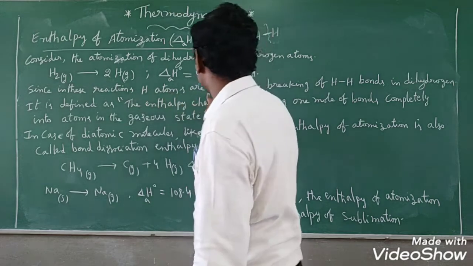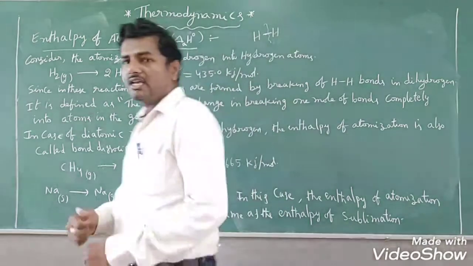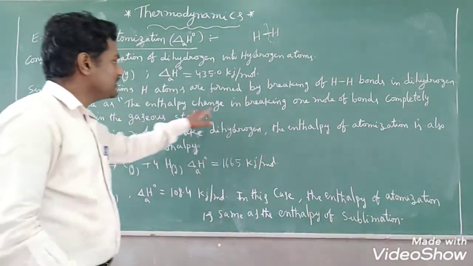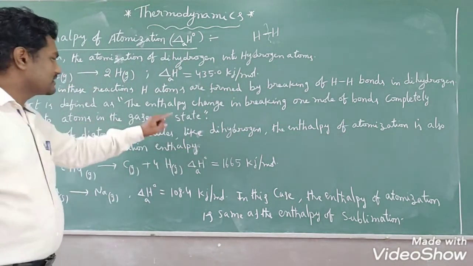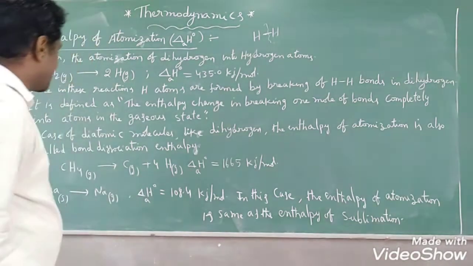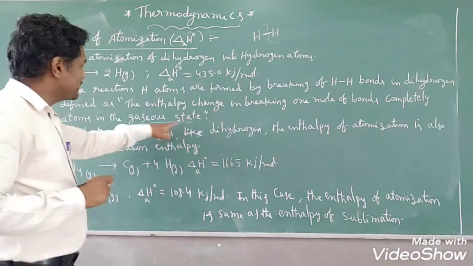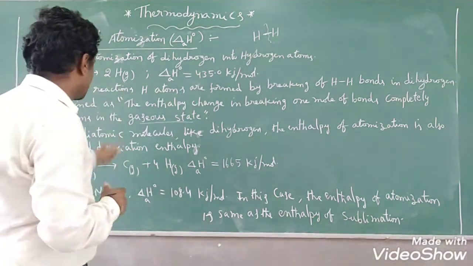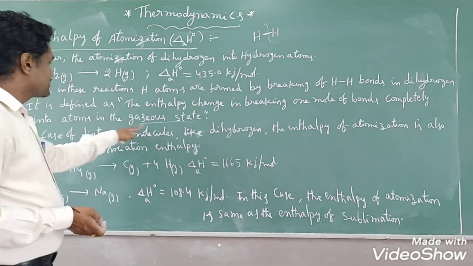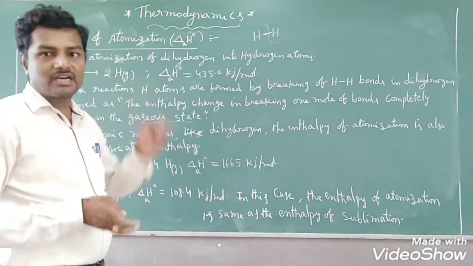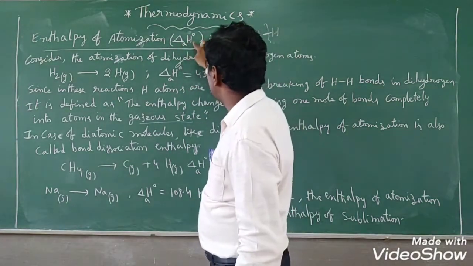Since in these reactions hydrogen atoms are formed by breaking the H-H bonds in dihydrogen. What is the meaning of enthalpy of atomization? It is the enthalpy change in breaking 1 mole of bonds completely into atoms in the gaseous state. Here the important term is gaseous state, right? Whatever atoms we get on the product side should be in the gaseous state. That we have to keep in mind. The enthalpy change in breaking 1 mole of bonds completely into atoms in the gaseous state is nothing but the enthalpy of atomization. We can represent it as delta H naught.